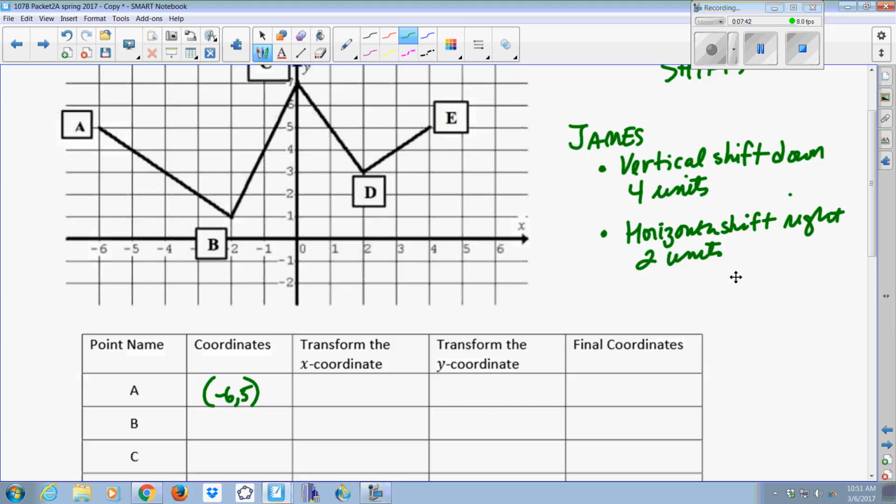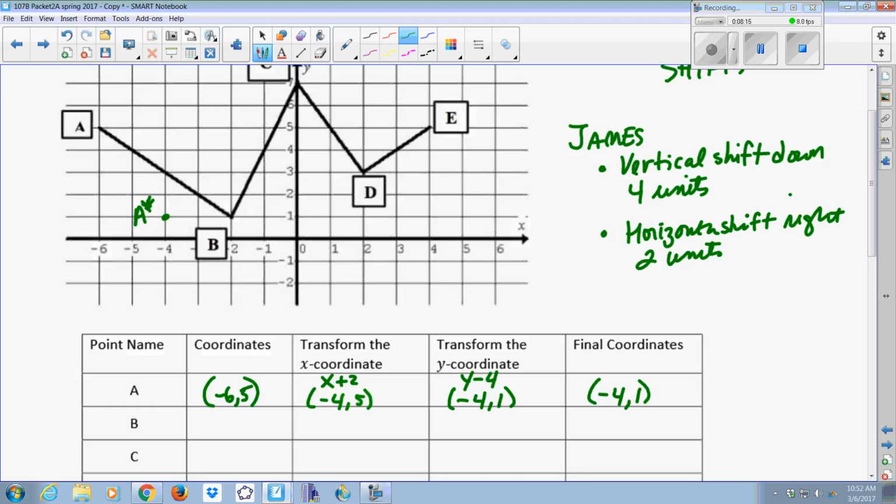So the horizontal shift right of 2 units means you're going to add 2 to all your x coordinates. So this would then become -4,5, because you're just working on your x coordinate first. And then your vertical shift down 4 units says y take away 4, you're subtracting 4 from your y value, so then this would be -4,1. So your final coordinate is -4,1. So -4,1 is right here. I'm going to call that A star. That's my new point. It's been transformed.